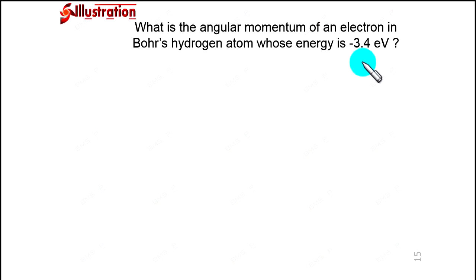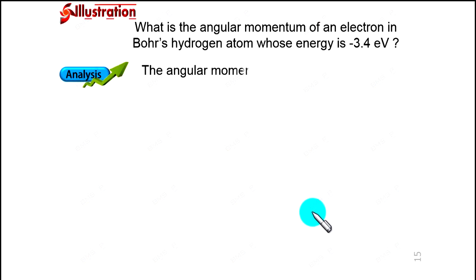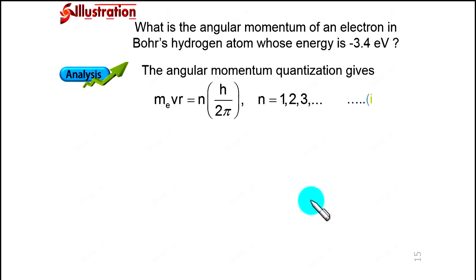That means we should use a different approach, and we know the quantization formula for the angular momentum given by Bohr, that is mvr equal to nh divided by 2 pi, right? That means from the left hand side expression we cannot calculate the angular momentum, we should use the right hand side expression, that is nh divided by 2 pi, okay?